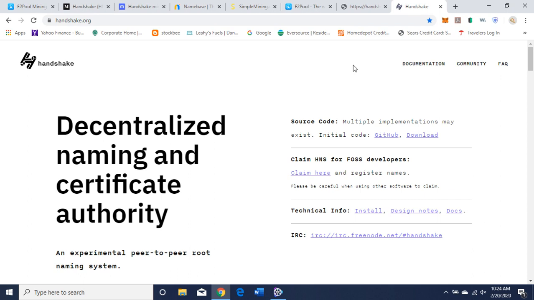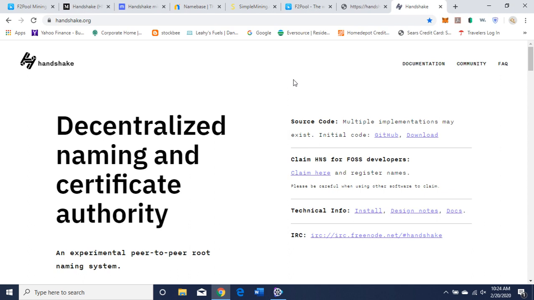So today I want to go over Handshake and how to GPU mine it. So what is Handshake? Decentralized Naming and Certificate Authority, an experimental peer-to-peer root naming system. I'm on their website here, handshake.org. I'll leave that in the description of the video. It's a rather long website and kind of gets technical, so I'm just going to try to keep this brief, do a brief overview so we can get right into mining and so I don't bore you to death.